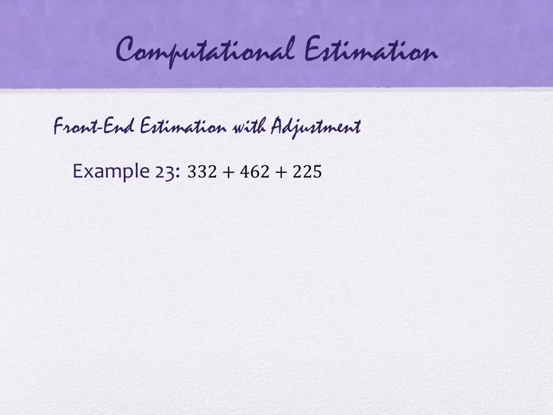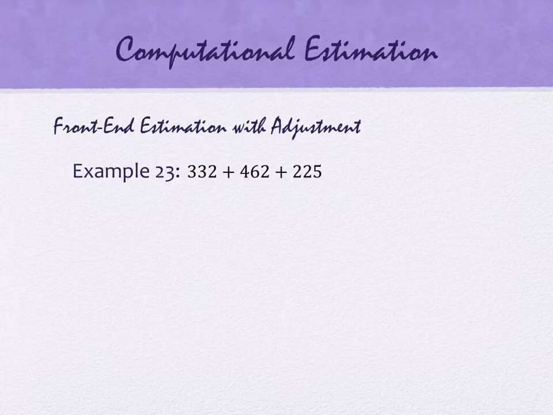So estimation allows us to look at something and say, does this make sense? Or is it so far off that something weird is going on? I need to re-examine it. So I'm going to show you a couple of different ways to do estimation because rounding is not the only way to estimate things. This first one is called front-end estimation with adjustment.